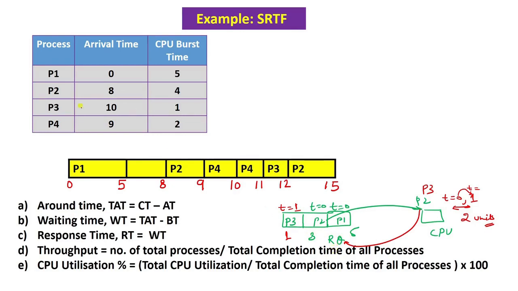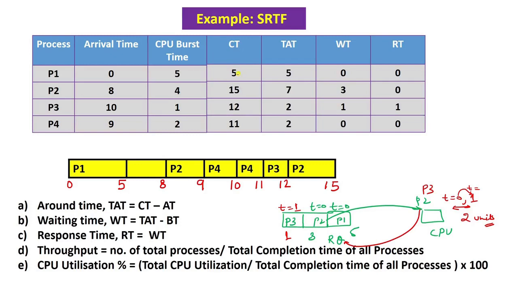According to SRTF, this Gantt chart is made. You can see that at t equal to 0, only P1 is there. So P1 comes on the CPU and it runs for 5 units, because till 5 there is no process which has arrived. So it will run for the complete time, that is 5 units, and at 5 it was completed. Here you can see that I have written the completion time also. At 5 P1 was over, so it is out of our consideration now.